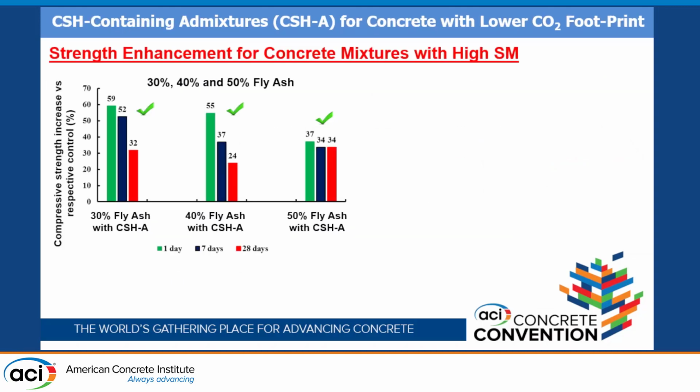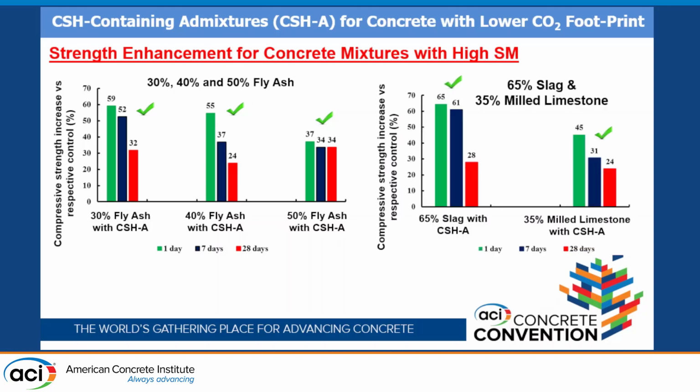As you can see here, the admixtures can enhance strength significantly for concrete mixtures with high supplementary materials. In this case we have 30%, 40%, and 50% fly ash. And you can see that the increase of strength is from 24 up to about 60%, okay? At 28 days and also at 1 day, including 7 days.